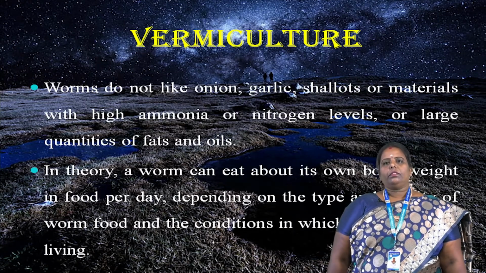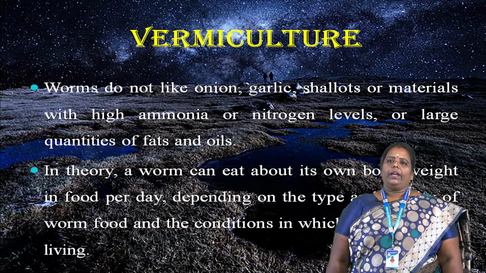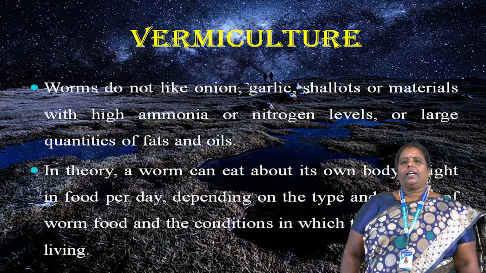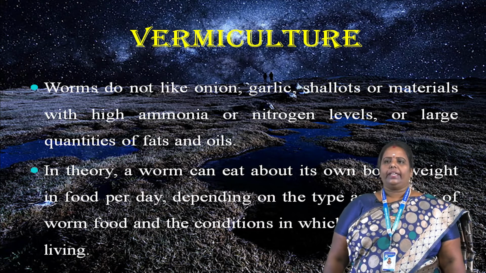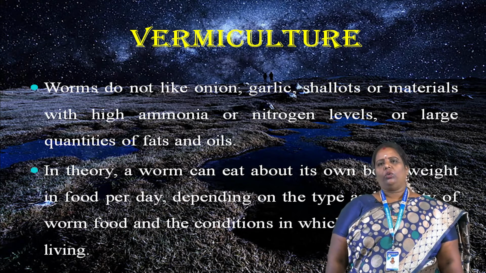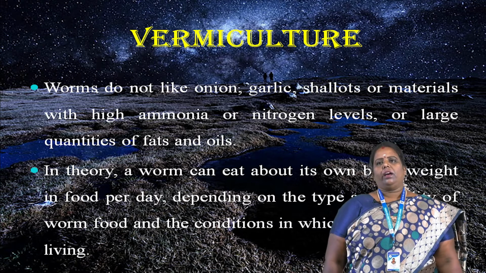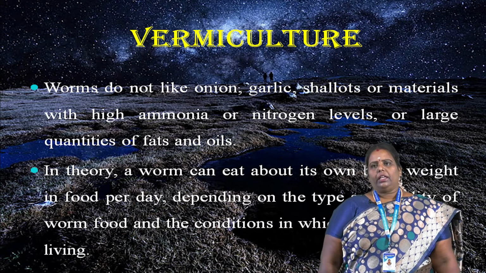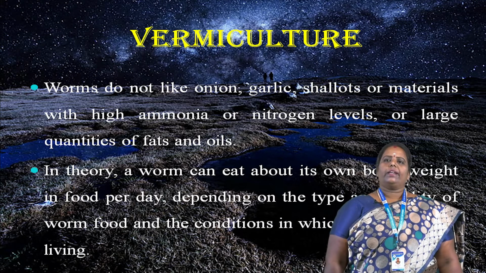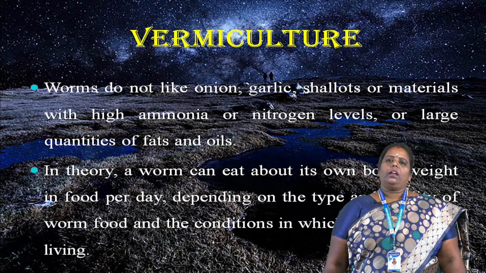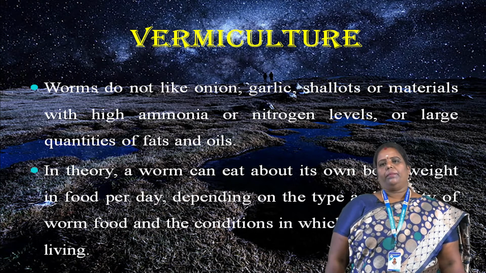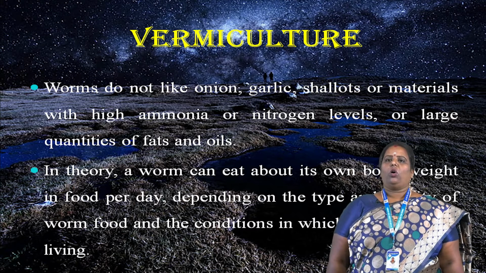Next, the worms do not like onion, garlic, shallots or any material that contains a high level of ammonia or nitrogen, or large quantities of fat and oils. They avoid this type of food material. We do not dump any onion peelings, garlic peelings or shallots, which are high-ammonia materials. We have to avoid them and use only matter without fat and oil.